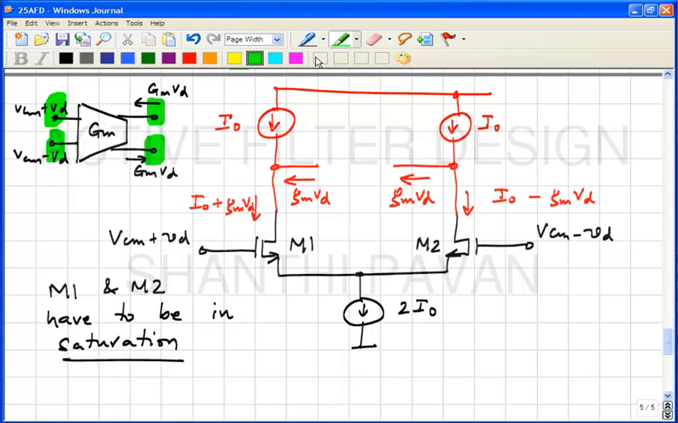Yes, which is equivalent to, in this diagram, we must be greater than VCM plus VD or minus VD minus VT. In other words, the drain must be at a potential which is higher than gate minus threshold, or the drain can go at the most one threshold below the gate. All right.